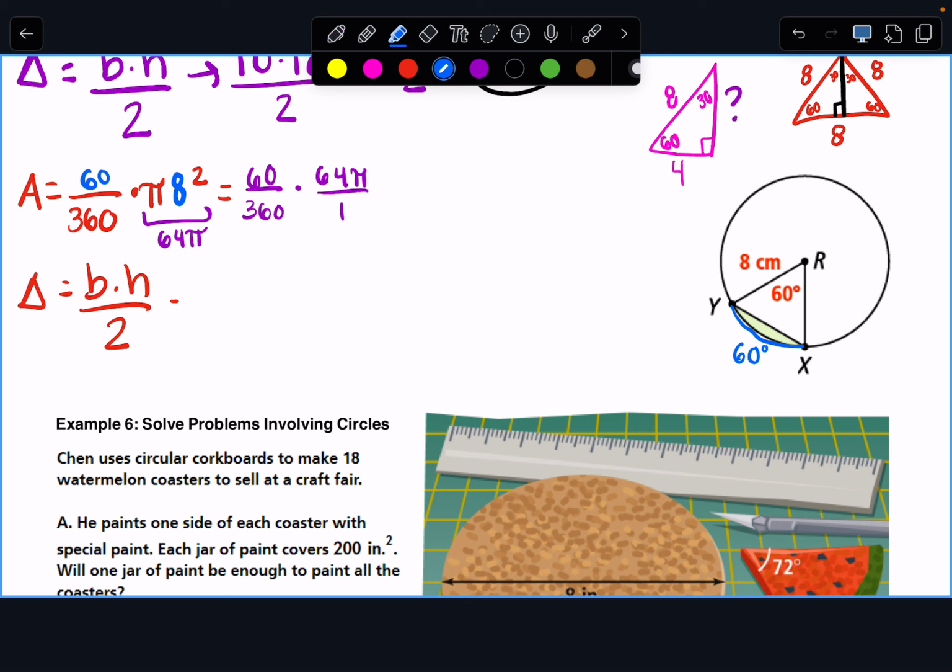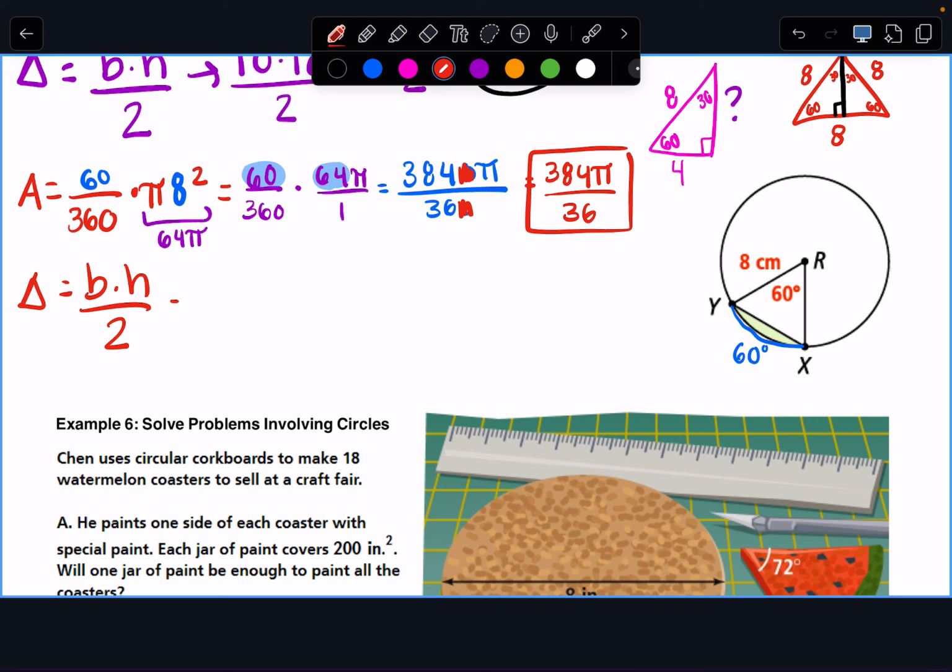All right, just going to times the numbers on top now, 64 and 60. All right, and on top, I'm getting 3,840 pi over 360, of course. Let's cross out 10 on top, 10 on bottom. The final area of our sector is that number right there. All right, we're going to circle that. We'll come back to that in a little bit.